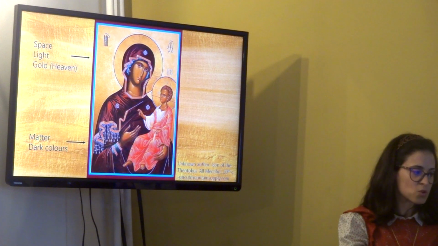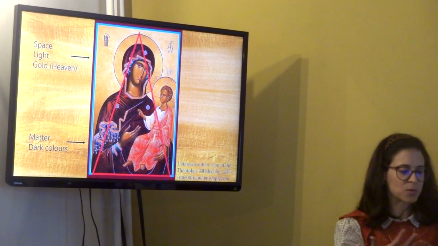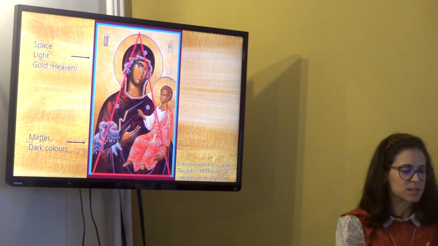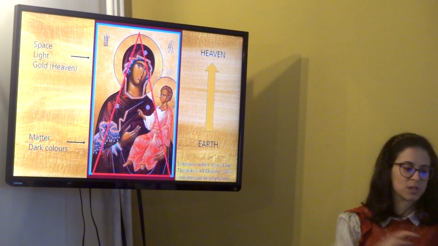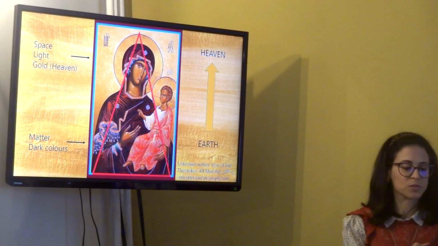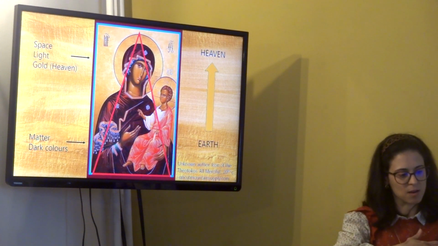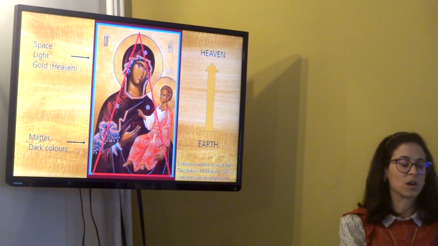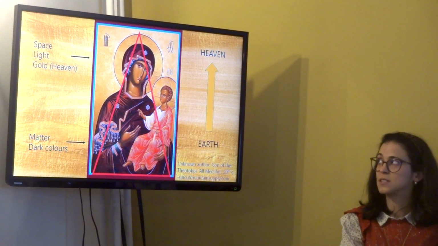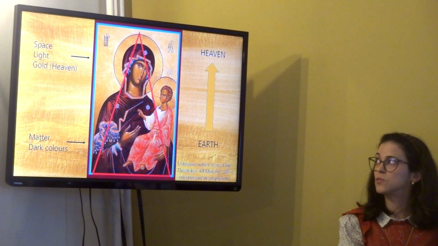So then from the square, we get to the triangle, also called the mountain, and that signifies our spiritual journey. So we ascend from the dark material world to the luminous spiritual world. And then from the triangle, from that spiritual journey, we get to perfection, to God, which is signified by the circle. And we have concentric circles.